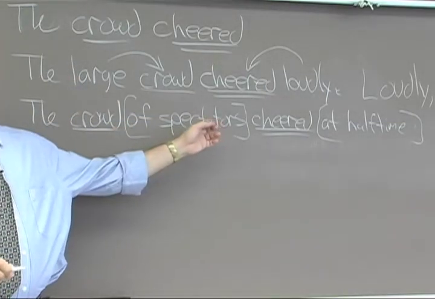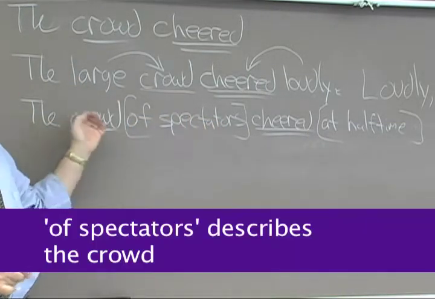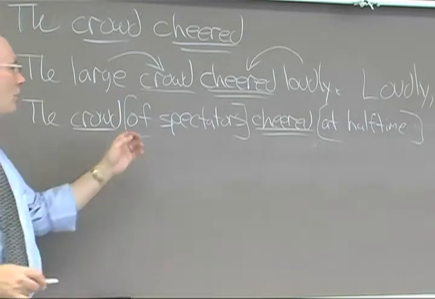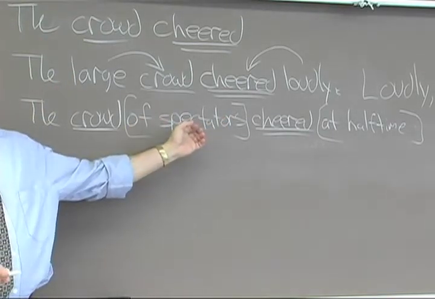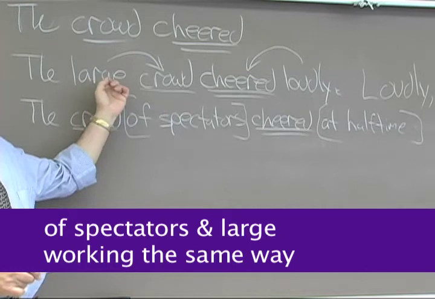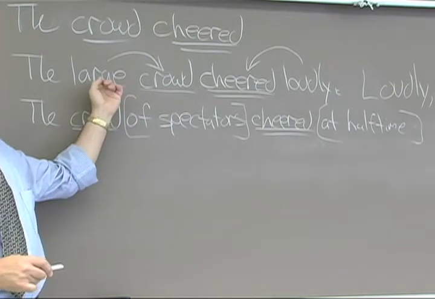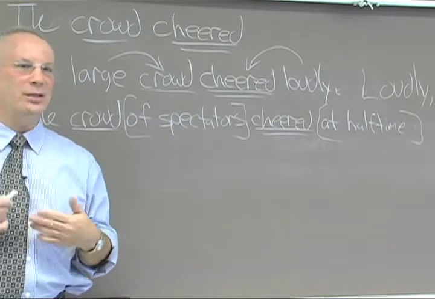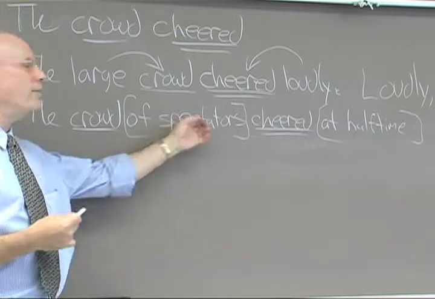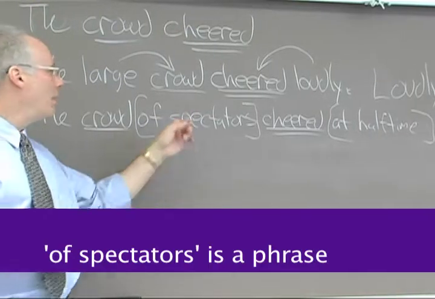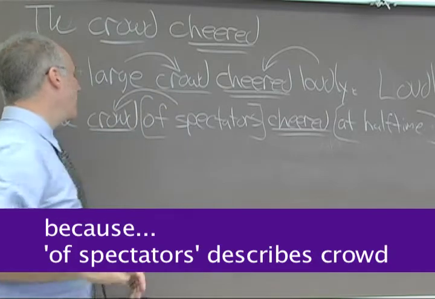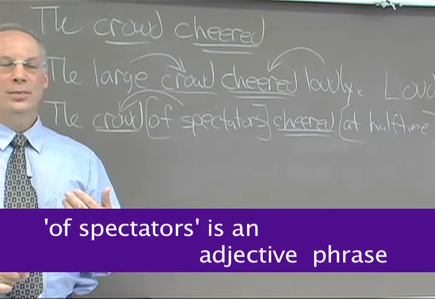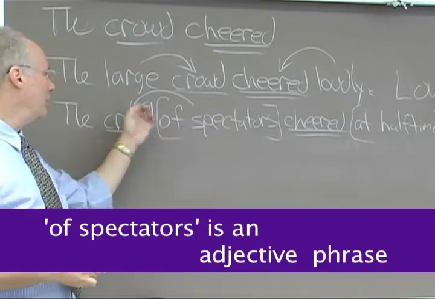Of spectators here is telling you what kind of crowd it is, what the crowd consists of. In other words, these two words together are working the same way the word large is working. Large is an adjective. Now, we're going to talk about this in more detail later, but I'm going to tell you "of spectators" is a phrase. Because it's describing crowd, it's an adjective phrase. This is an adjective phrase describing crowd.